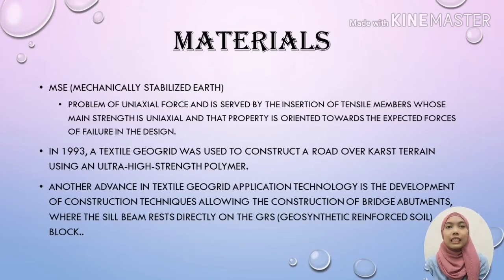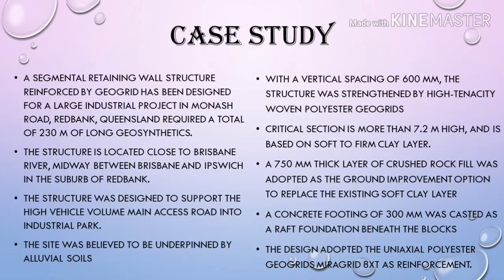Another advance in textile geogrid application technology is the development of construction techniques that allow the construction of bridge abutments where the sill beam rests directly on the geosynthetic reinforced soil block, where the GRS block does not require a stiffening facing.